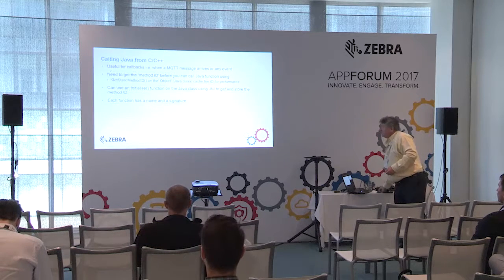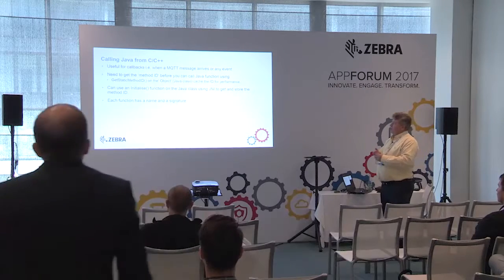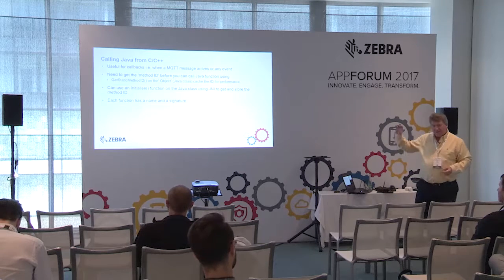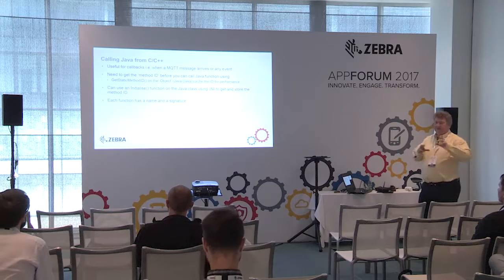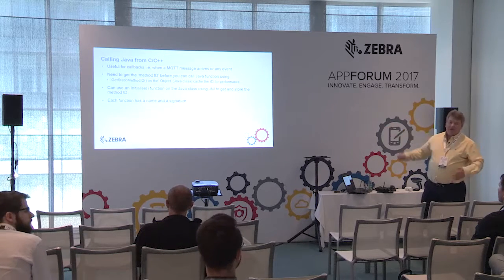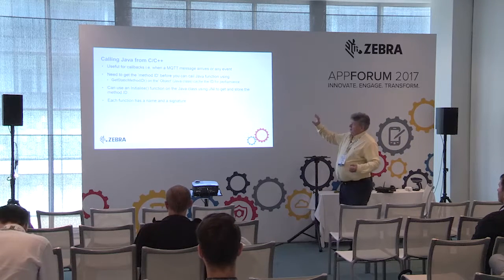Okay, so you can call Java functions from C++. Now this is great for the callbacks, okay? So you're running your C code, it's monitoring, it's doing stuff. An event happens that you wish to notify your Java code about, like a message has arrived. Again, this is fairly straightforward.